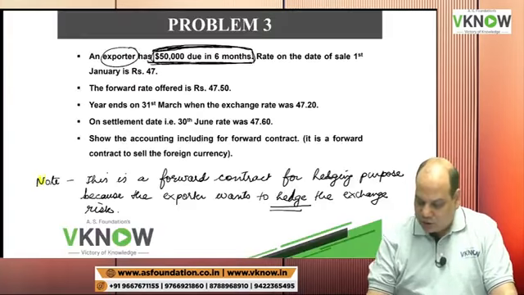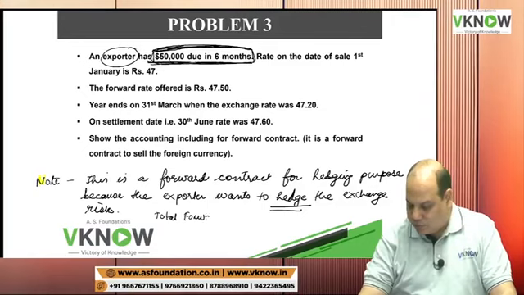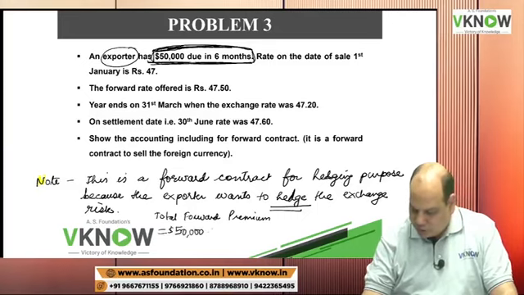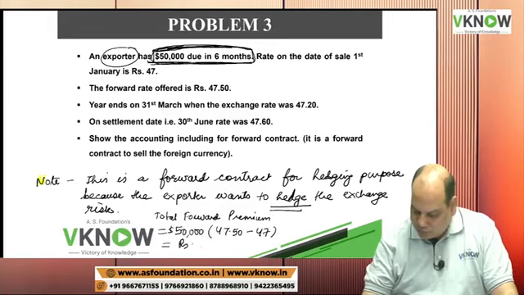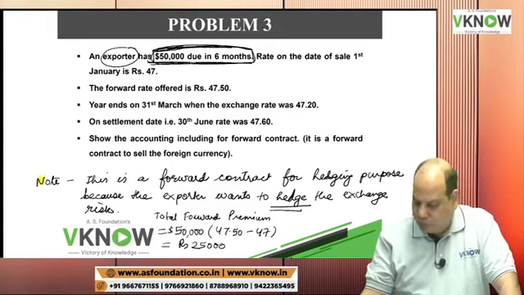Now write down the next line. Total forward premium is equal to $50,000 into bracket 47.50 minus 47, and that is rupees 25,000. That is rupees 25,000. So this is my total premium in this deal.